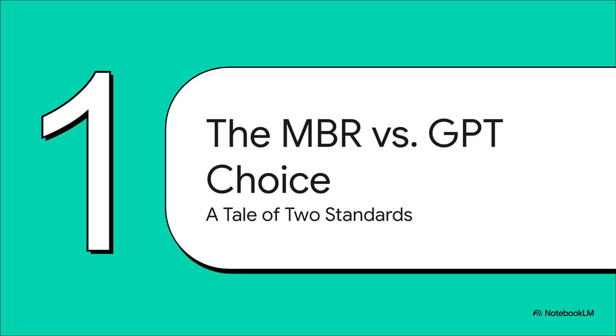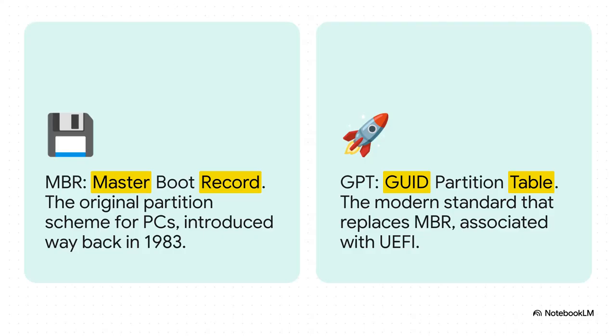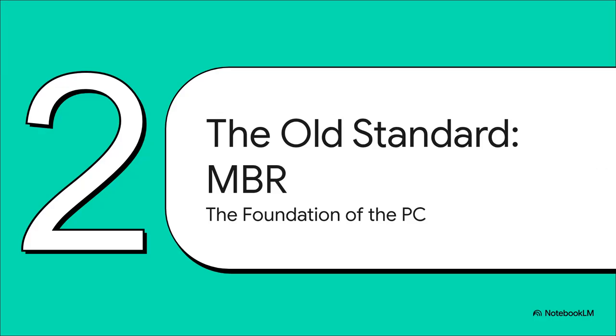Really, you can think of this as old tech versus new tech. It's a tale of two standards. Both MBR and GPT do the same basic job, organizing the data on your drive, but one was designed back when floppy disks were a thing, and the other was built for the absolutely massive drives we use today. To put it simply, MBR, which stands for Master Boot Record, and GPT, GUID partition table, are basically the table of contents for your hard drive. They tell your computer where to find everything, from your family photos to the essential files it needs to even start up.